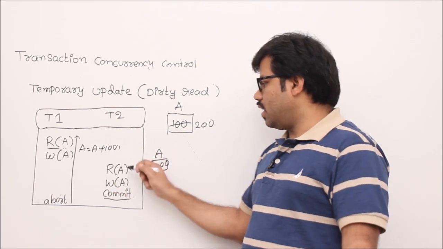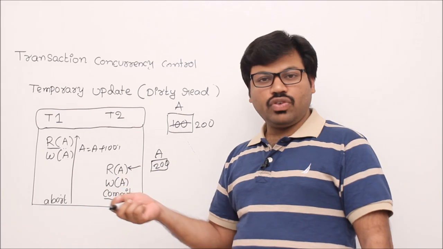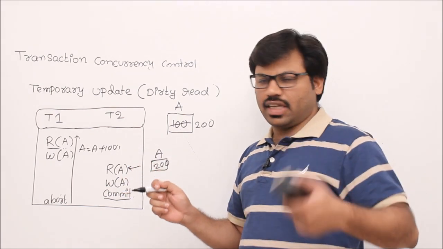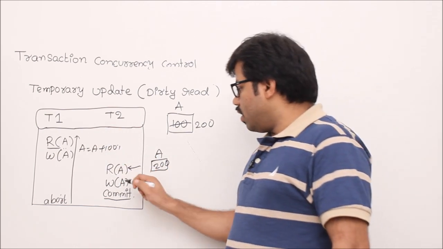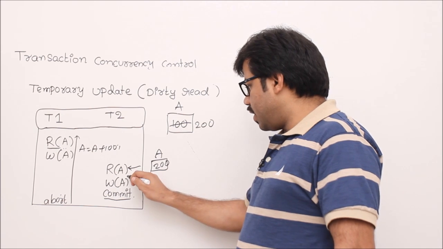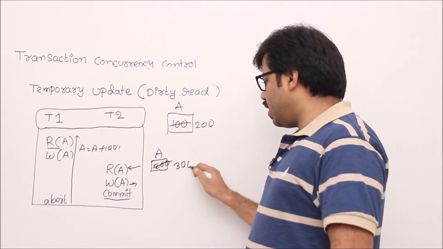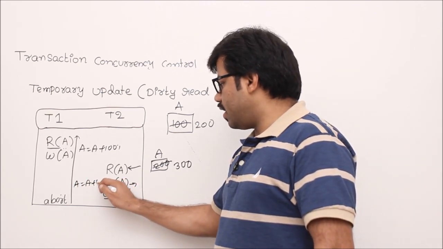Of course, it is reading from the database. But we say that T2 is reading a value which is updated by T1. In short form, sometimes I say T2 is reading from T1. Remember it. Now, because of this write of A, this is going to be modified and it is becoming 300. For that, the hidden instruction may be A equal to A plus 100.